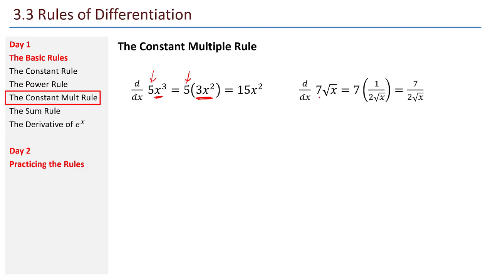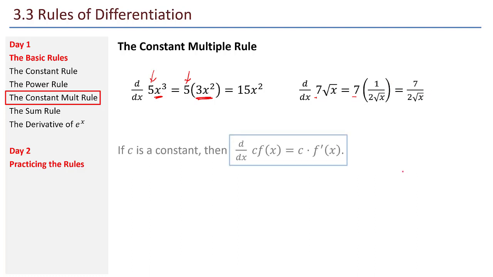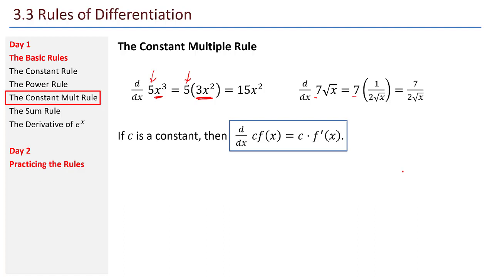If I'm taking the derivative of 7 times the square root of x, the 7 is my constant multiple. It just stays there. I end up taking the derivative of the other part, and then I can multiply it back in. So in general, the rule says that if c is a constant, then the derivative of c times a function is c times the derivative of the function.